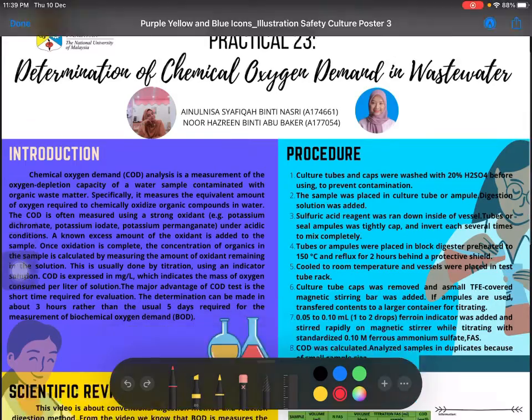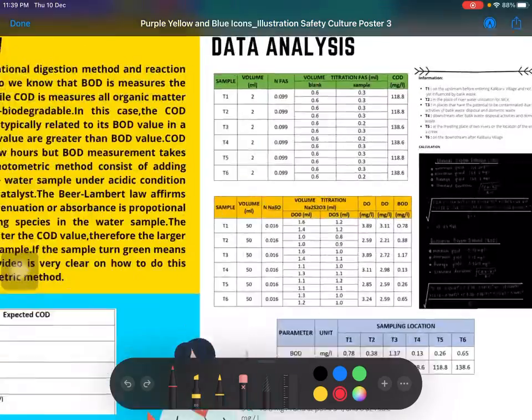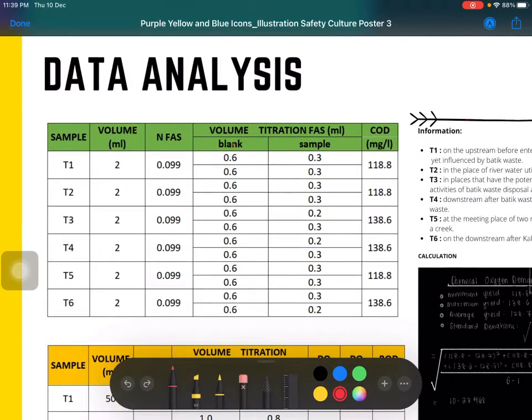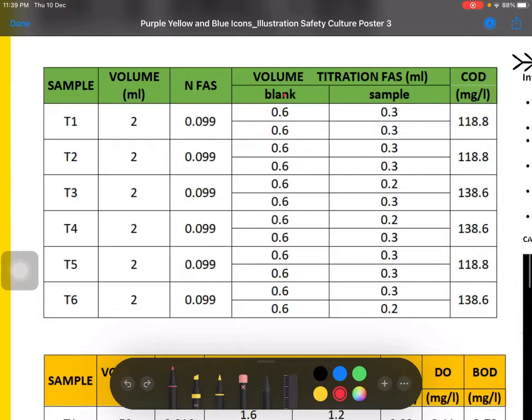Actually my part is data analysis. So I'm going to continue after my friends. Thank you, Hazreen. The first thing is, I'm going to show the tables of data for COD. As you can see here, this is COD. The unit for COD is mg per liter. It could be ppm, but here I'm using mg per liter.